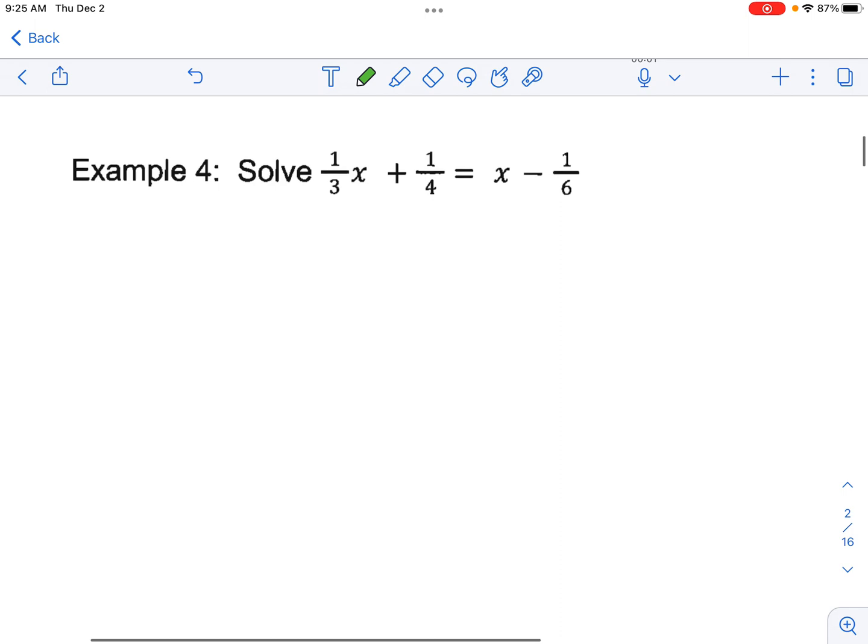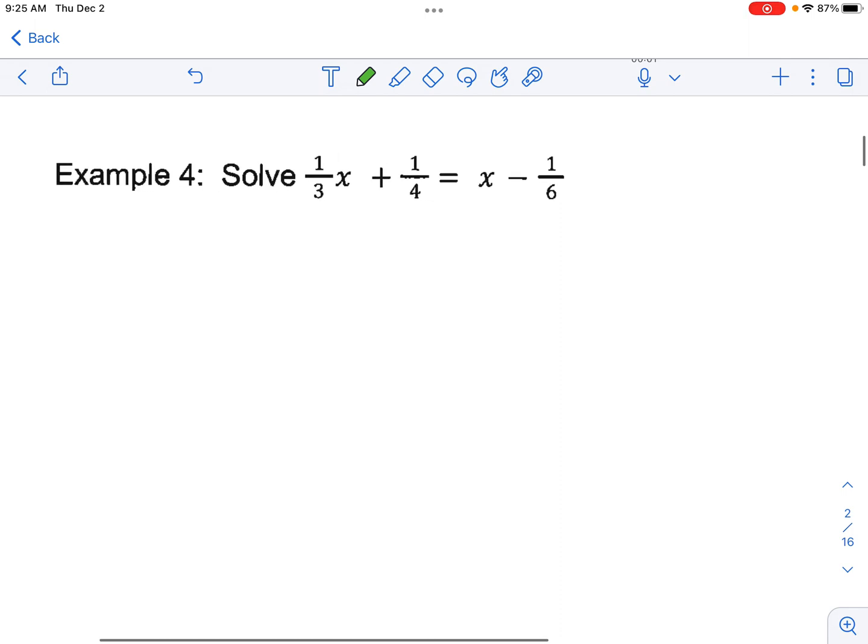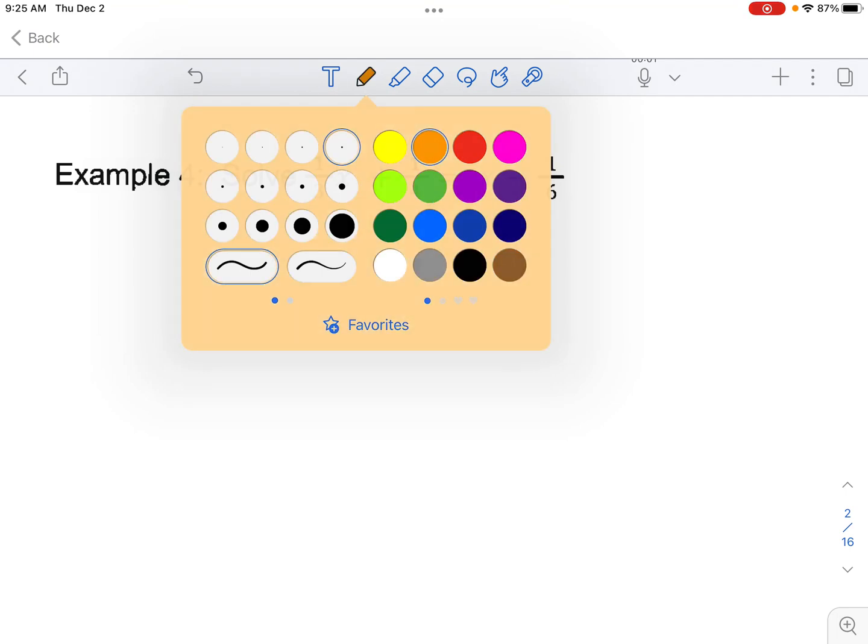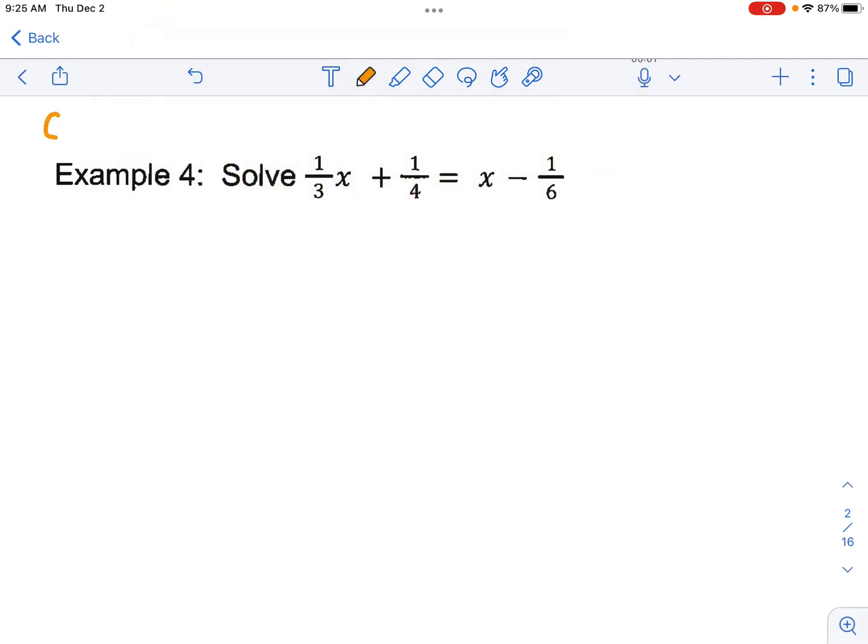And then this last one, I love this example. This example 4 is one of my favorite ones because it looks super duper complicated, right? We got all these fractions, and people start to stress out when they start to see fractions, and so I don't want you to stress out. This is kind of a cool thing. I call this clearing fractions.